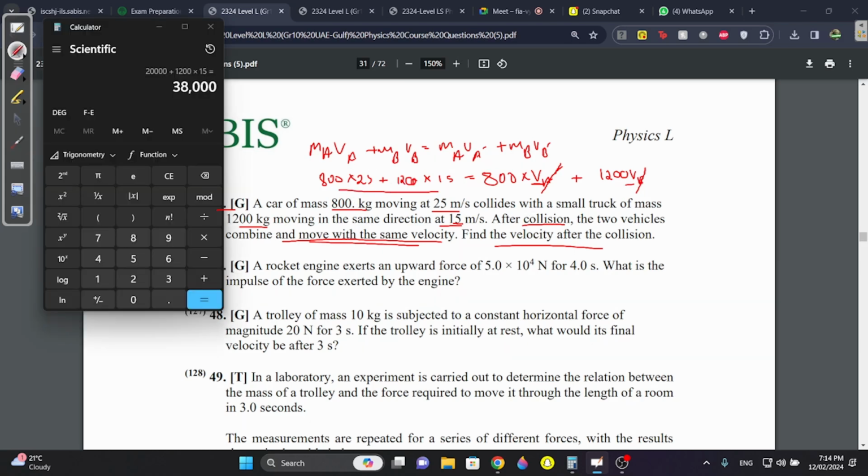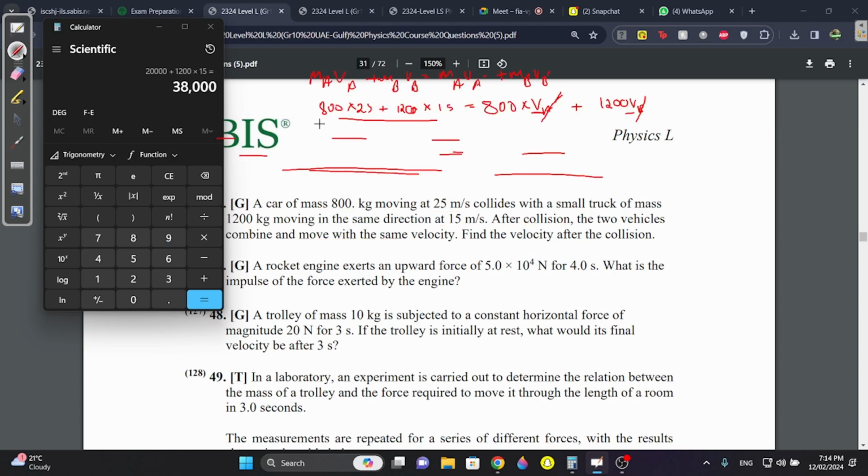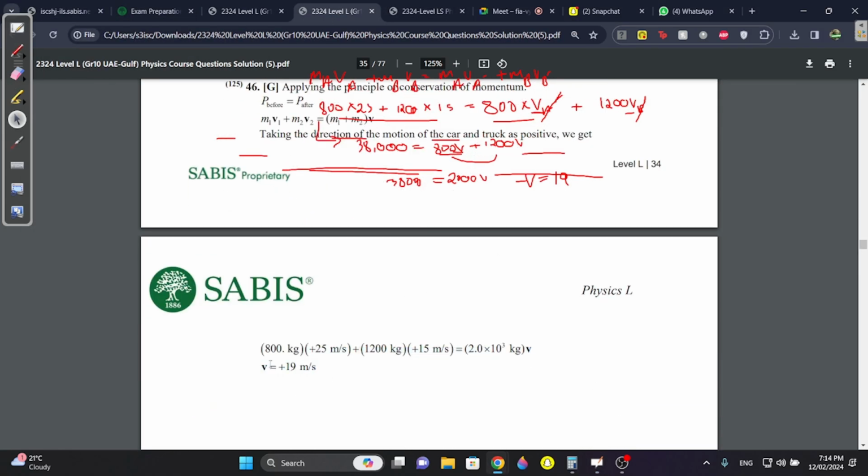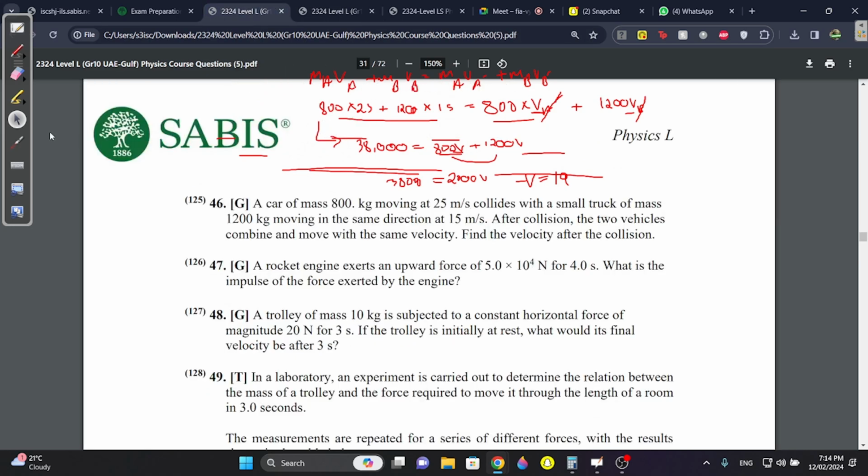Once you simplify this left side, you get 38,000 equals 800V, because 800 times V, plus 1200V. 800V plus 1200V is 2000V equals 38,000. You divide by 2000 on both sides, and you get V equals 19. Let me make sure of this answer. It's positive 19, and put the unit, meters per second. Okay.